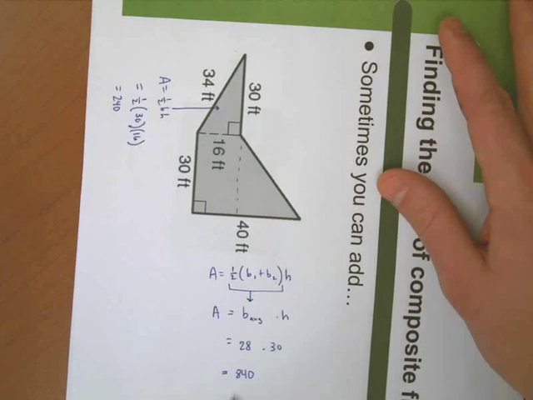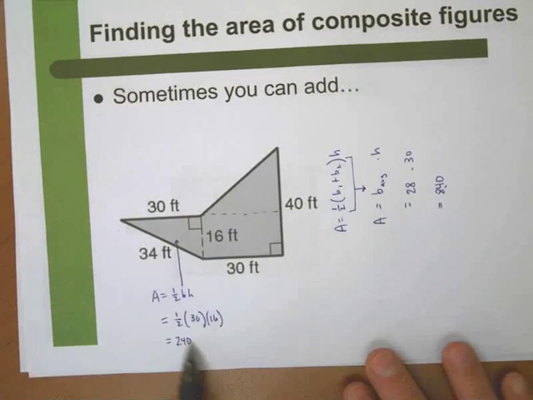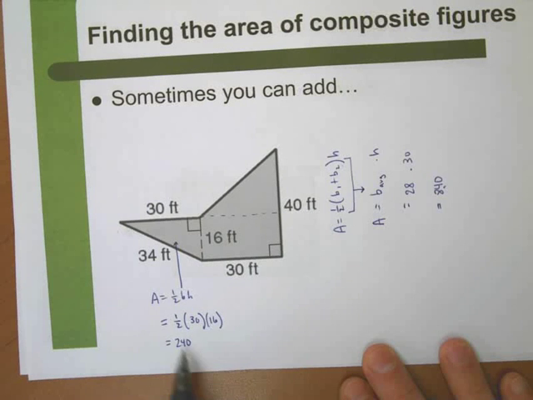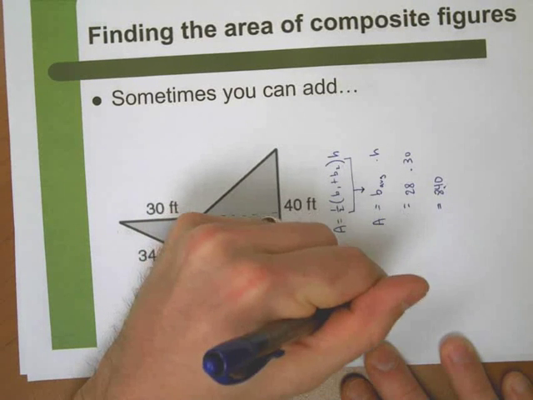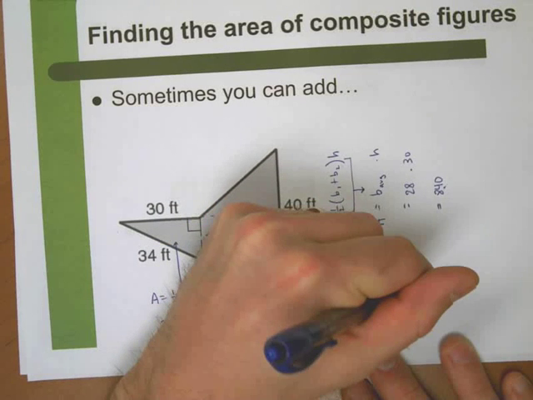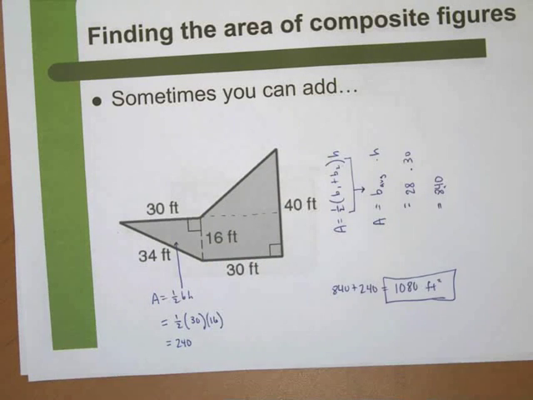So what's the total area? Well, I have 840 from the trapezoid. I have 240 from the triangle. And so I can add those 2 together. 840 plus 240 is equal to 1,080 square feet. That's the area of that composite shape.